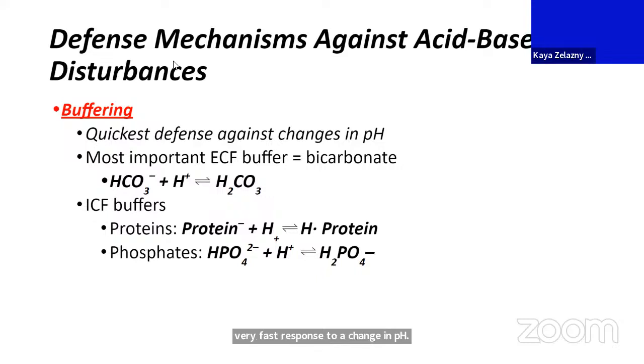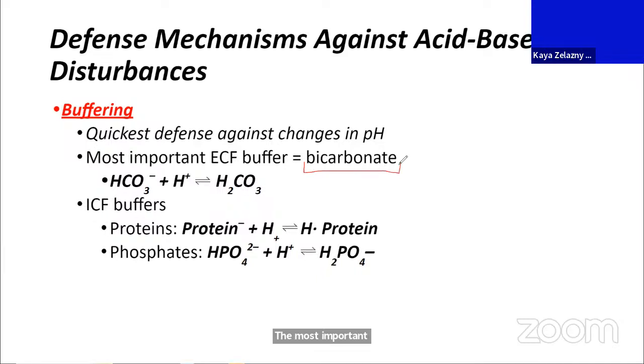The most important buffer is bicarbonate, and bicarbonate is your kidney's job, at least for now. The reason this works is we can take our bicarbonate and our hydrogen ions and turn them into carbonic acid. There are other buffers that exist. The other ones we might be particularly interested in when we're thinking about the renal system are ones that are inside your cells. So in your intracellular fluid, proteins can actually sometimes act as a buffer. We can tack on a hydrogen ion, we can protonate proteins. Phosphates can also act as a buffer inside your cells. If we take phosphates, we can also tack on hydrogen ions there. But the most important one for us is bicarbonate.